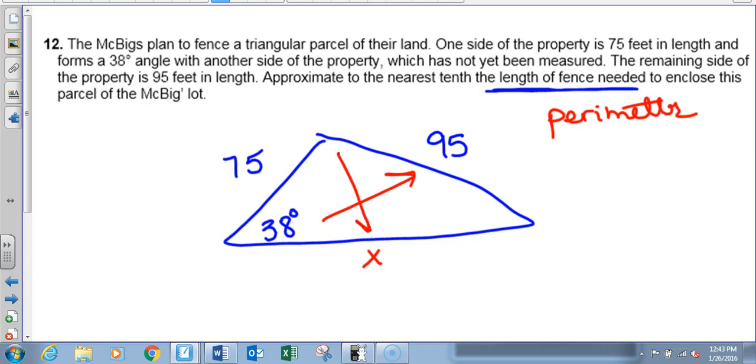You find this angle first over here, right? Yeah. Gonna have to find this angle. Then you can find that angle. Okay? Then you'd find the perimeter.